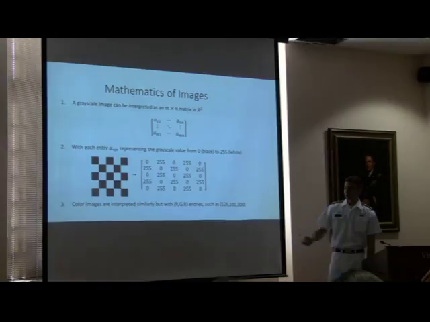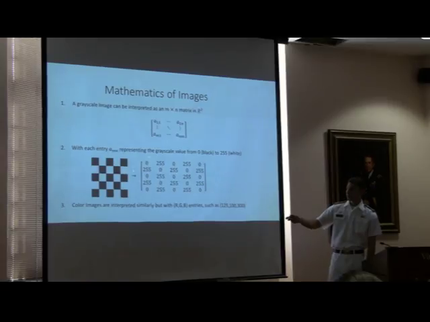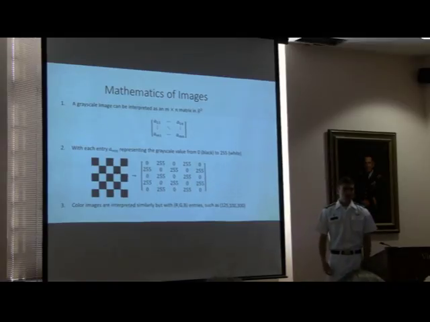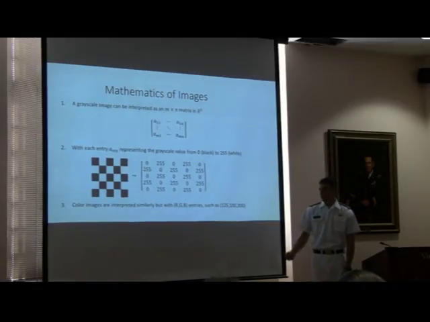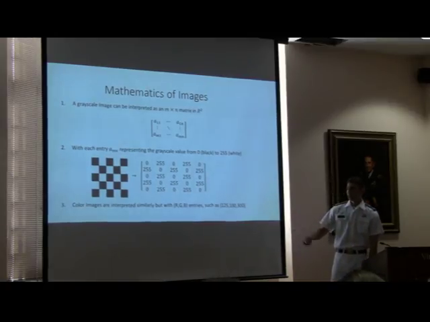Images can be interpreted as matrices, just like this one right here. So if we look at this checkerboard at the bottom, if each one of those squares represented a pixel, the matrix would look like this. 0 indicates absolute black, 255 indicates total white. If you work with color images, those entries would actually be red, green, blue, so they would have 3 values in each entry of the matrix.